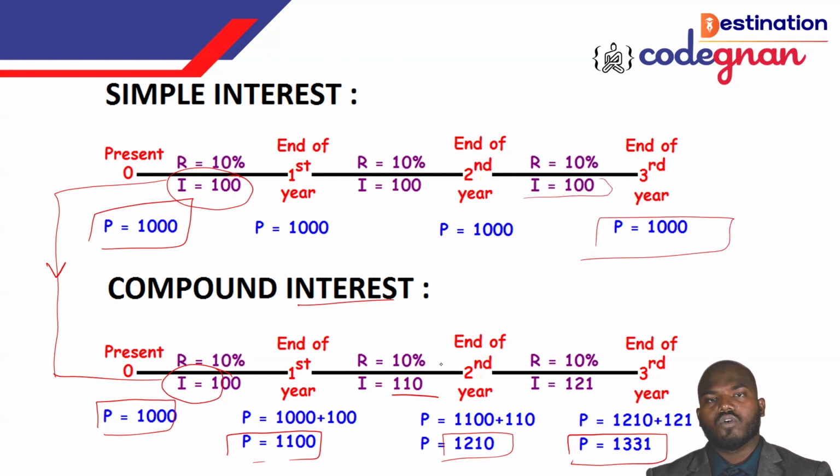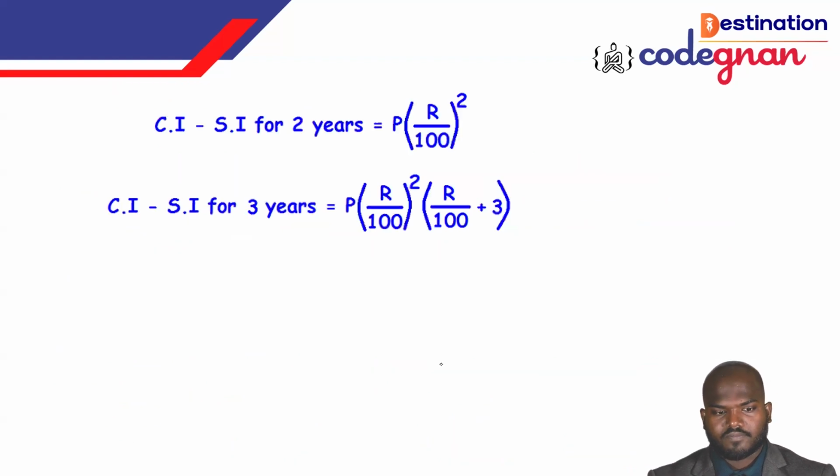So this is how you need to understand that the principal as well as the interest keeps on changing in compound interest. But don't ever forget that the first year interest of simple interest and the first year interest of compound interest are going to be the same, if the rate of interest is the same. Don't ever forget it. Okay.